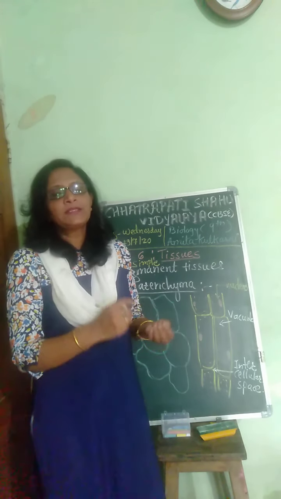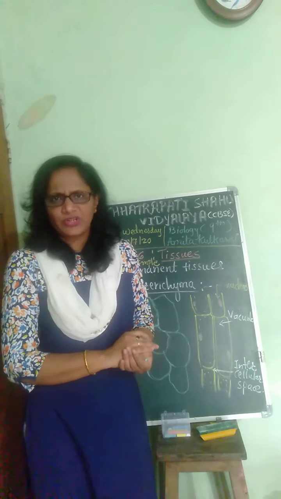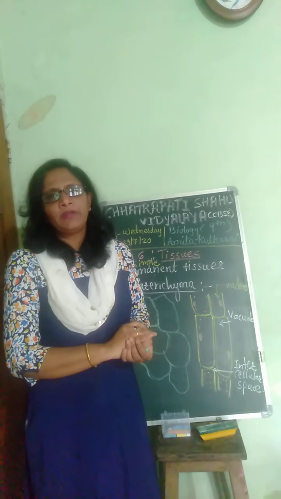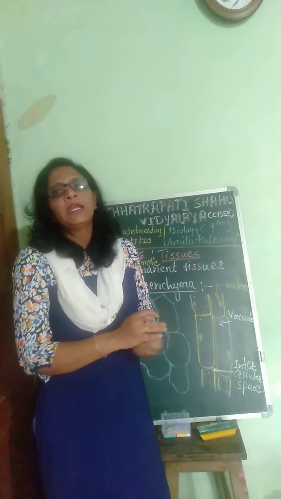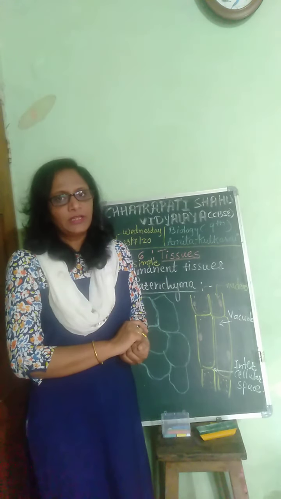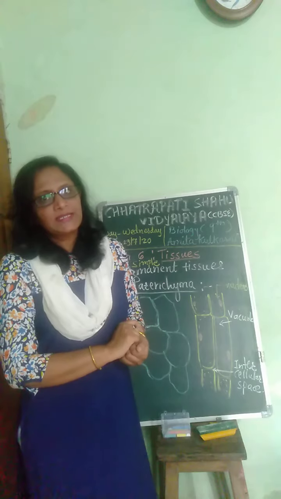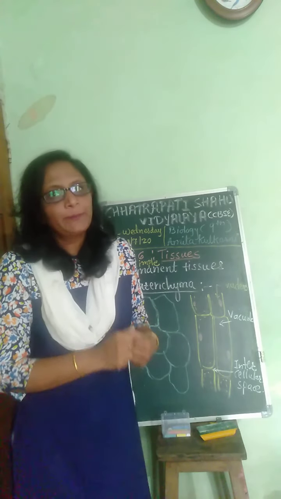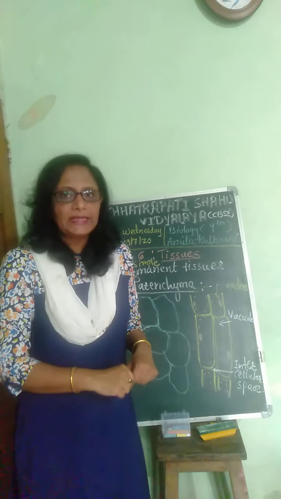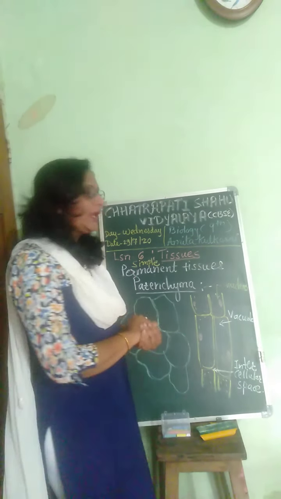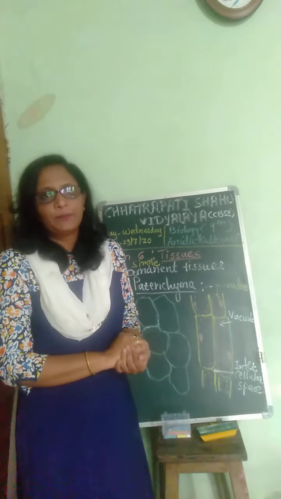The parenchymatous tissues are very simple in structure and function. They have a thin cell wall made up of cellulose, and there is very little intercellular space between the cells. The cells are not so tightly packed with each other. The number of cells in the tissues is also very less. So parenchyma cells are very simple cells.